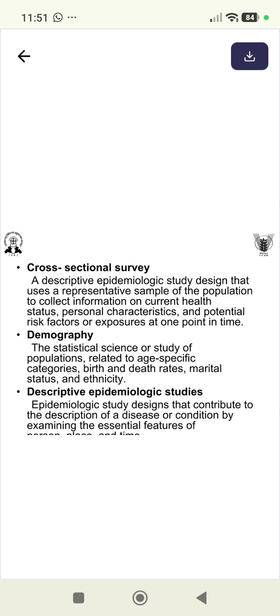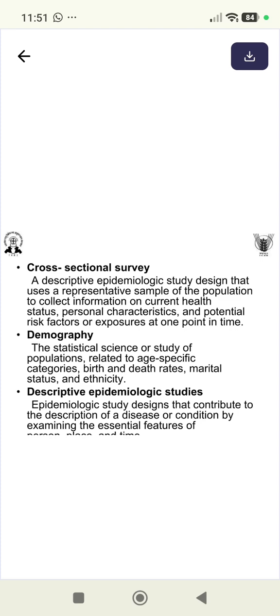Demography. Demography means the statistical science of the study of populations related to age-specific categories of birth, death rate, marital status, and ethnicity.